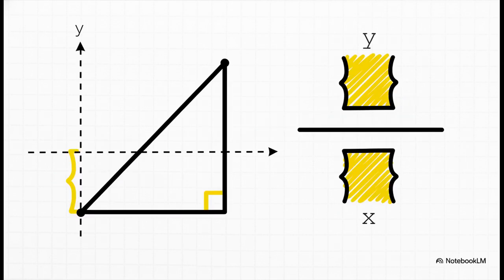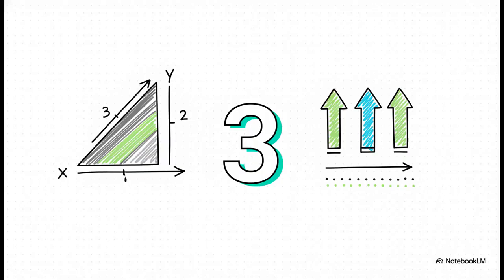So the change in our y-coordinates, that's our rise, is just 7 minus 4. And the change in our x-coordinates, that's the run, is 2 minus 1. This gives us a really simple fraction, 3 over 1. And that, of course, simplifies to the number 3. That's it. That's our slope.